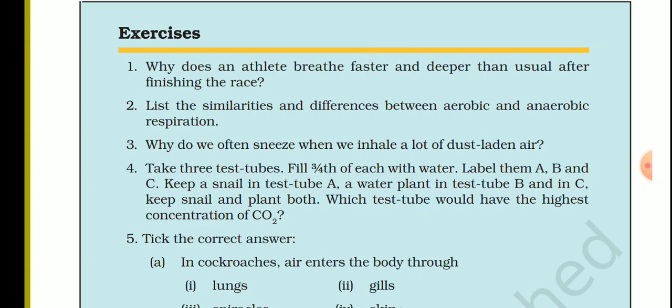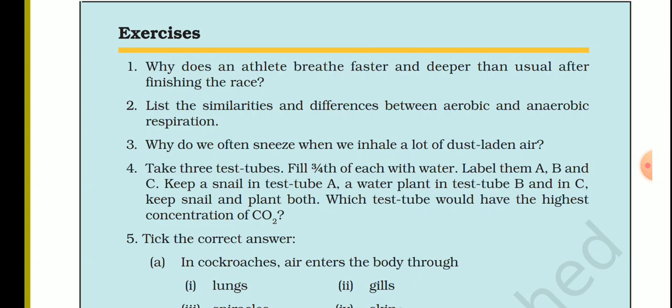Next question: list the similarities and differences between aerobic and anaerobic respiration. The similarities, first point: in both the respirations, the food is broken down into simpler substances.